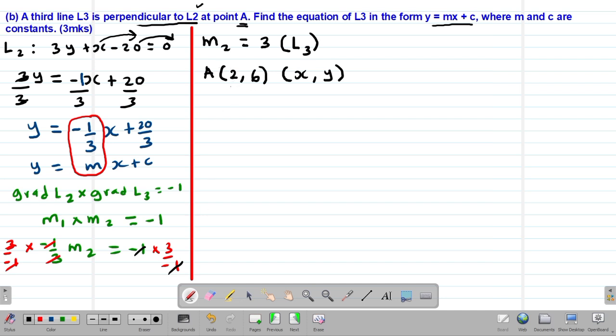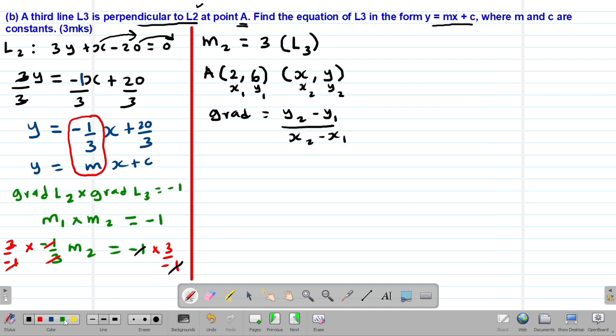Now, if I let this be my x1, then this be y1, then of course this be x2, then this be y2, then we know that the gradient of any given line must be given by change in y over change in x, which is y2 minus y1, divided by x2 minus x1.